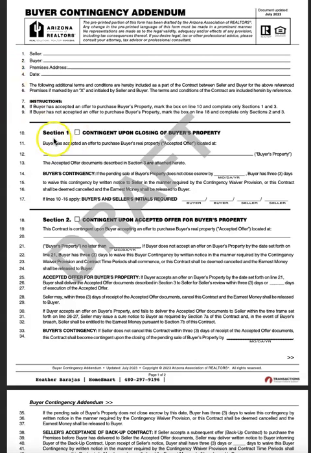All right. So it says buyer has accepted an offer to purchase buyer's real property located at, so we would put your current home address here. The accepted offer documents described in section 3 are attached here too. So there are documents that I have to attach to our offer to show, yes, we already have a contract on the home.